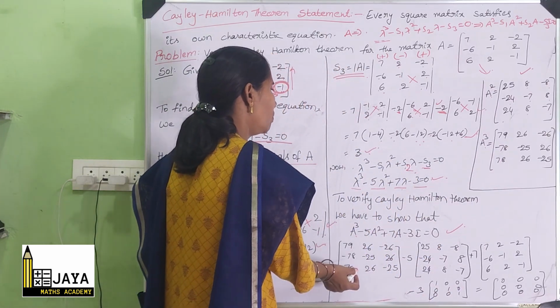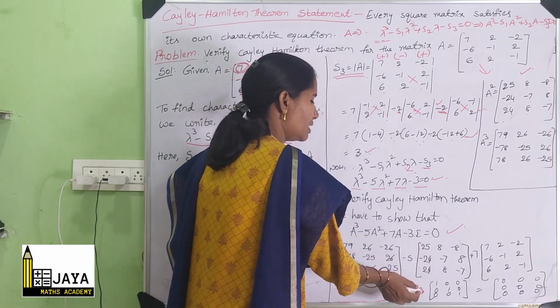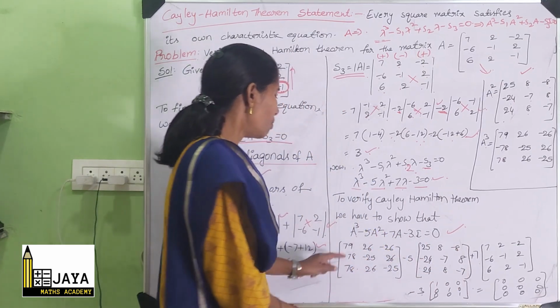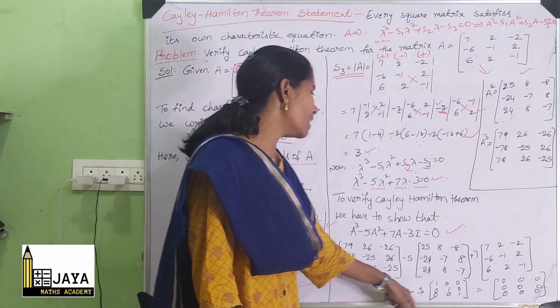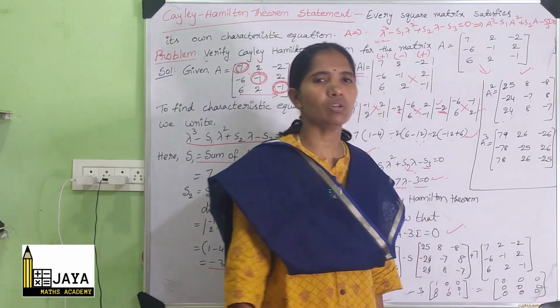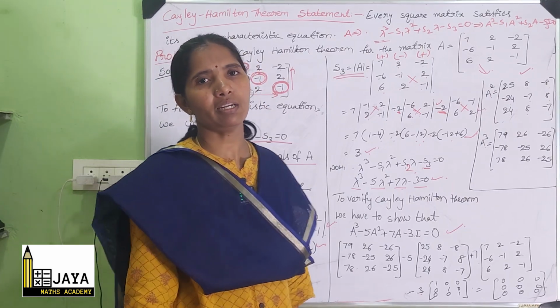Substitute here A cube and A square: A cube minus 5A square plus 7A minus 3I is equal to, by simplifying this, by the calculator itself you can do. So by simplifying this you can get 0 0 0, 0 0 0, 0 0 0. Hence verified the Cayley-Hamilton theorem.